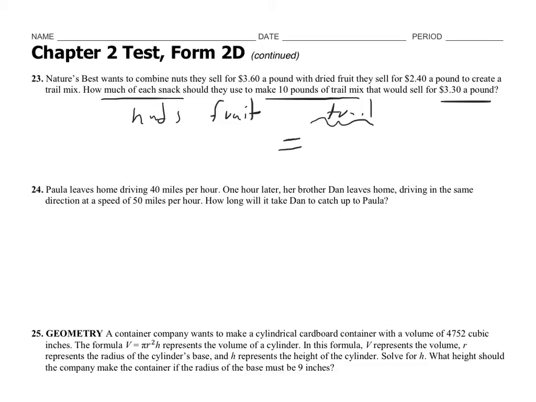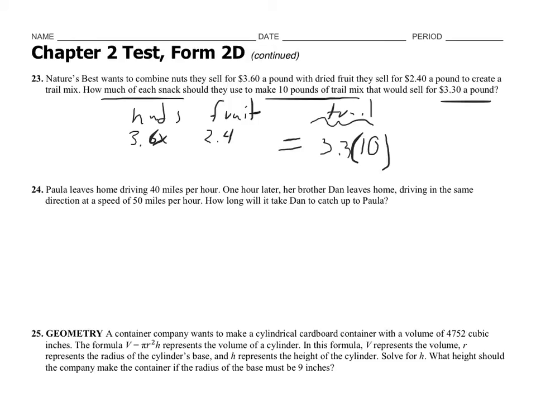Well, I know that I need to end up with 10 pounds of trail mix that cost $3.30 per pound. I also know that nuts are $3.60 a pound, and that dried fruit is $2.40 a pound. But I don't know how much of either one. And so this is where it gets kind of tricky. I'm going to find how many pounds of nuts I need. So I'm going to say it's x.